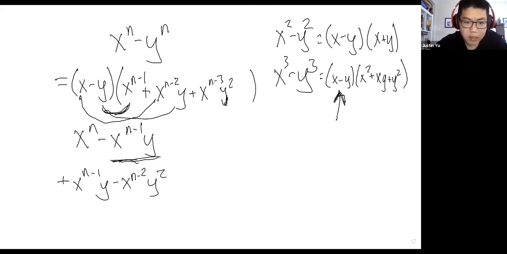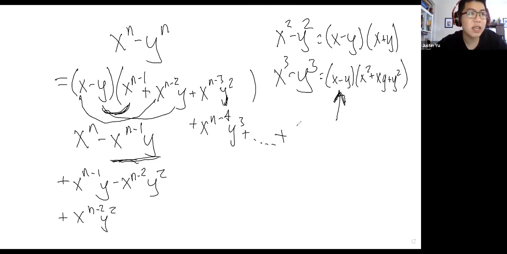Because when I multiply this by x, the only other term that I can multiply y with, I get plus x to the n minus 2. And I think you see where I'm going with this. We're going to end up adding this. And we keep on going. And can anybody guess what the last term is? Y to the n minus 1.